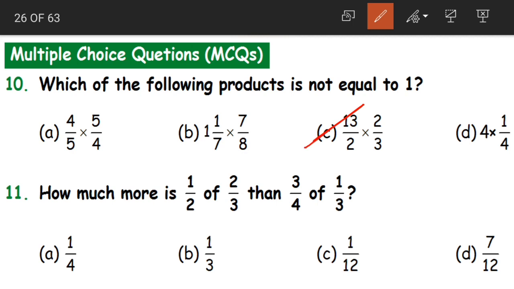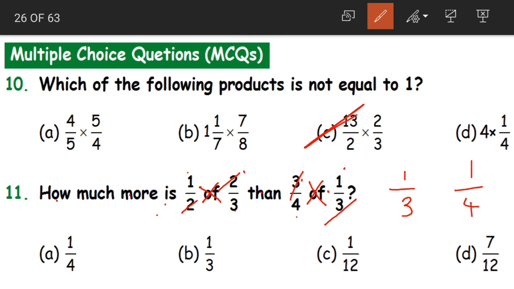Now, moving on to the next question. How much more is 1 by 2 of 2 by 3 than 3 by 4 of 1 by 3? How to solve this? First, let us find out the products. 1 by 2 into 2 by 3. 2 get cancelled. We are remaining with 1 by 3. Now here 3 get cancelled. We are remaining with 1 by 4.